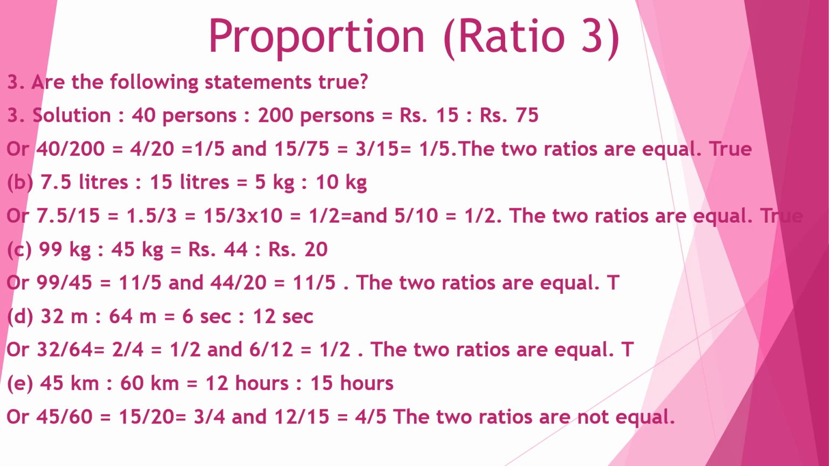45 kilometers is to 60 kilometers is equal to 12 hours is to 15 hours. Now 45 by 60 is equal to 3 upon 4 and 12 upon 15 is equal to 4 upon 5. The two ratios are not equal.